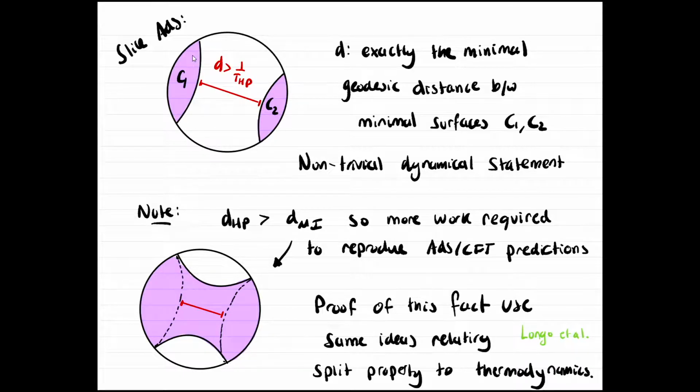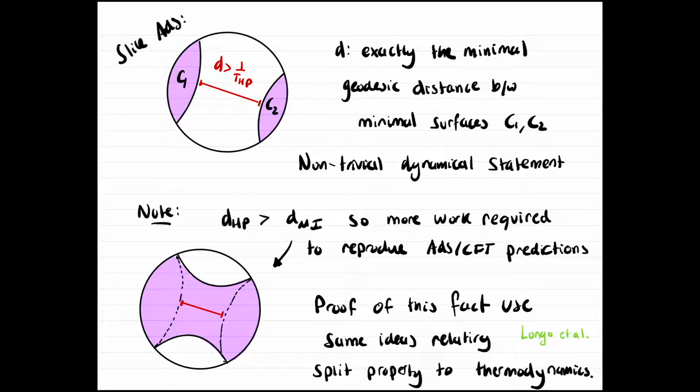Given two causal diamonds like this, you can think about their RT surfaces in the bulk, or the minimal surfaces that end on them, and then you can find the minimal geodesic distance between those two. And when that is bigger than 1 over the Hawking-Page temperature, you can prove this theorem that I just gave. In particular, the theorem is that the entanglement wedge of the two boundary regions is equal to the union of the two causal wedges here. That seems like a trivial thing. It's not trivial because it means that part of its entanglement wedge is this sort of maximal reconstruction.